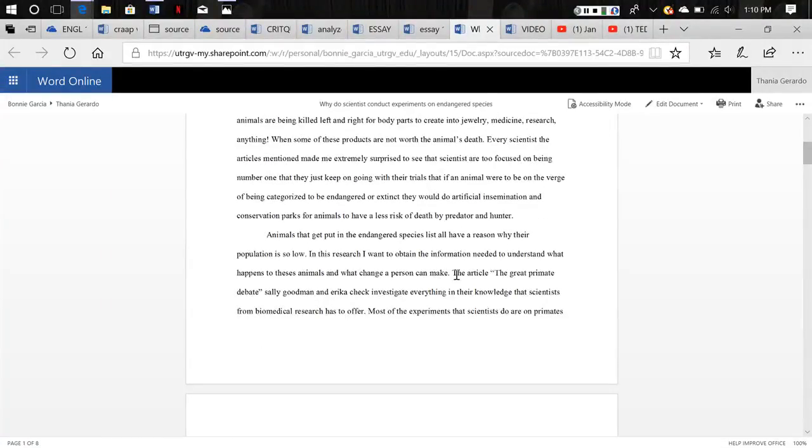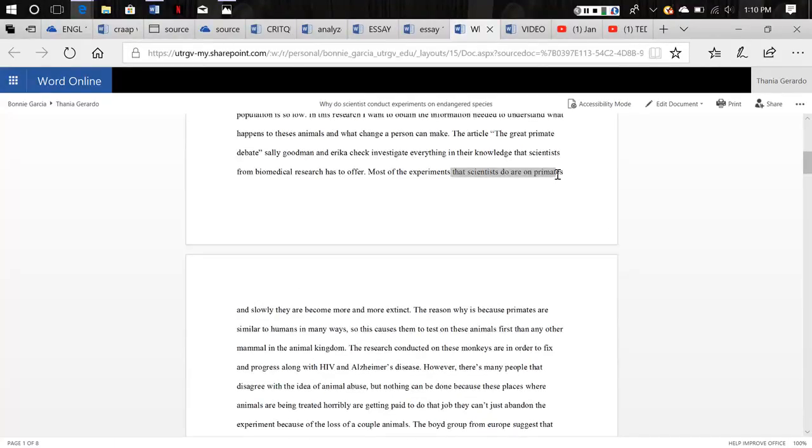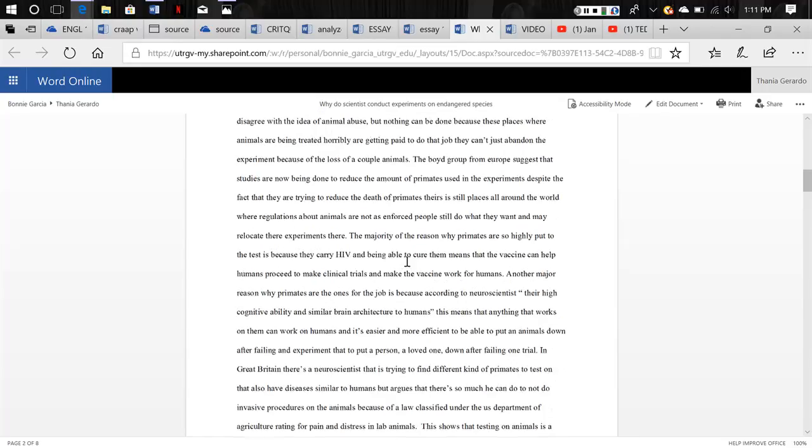So here it is, the Great Primate Debate. I explained how the scientists are doing experiments on the primates and how they're slowly becoming more and more extinct. The reason they're becoming more endangered is because of HIV and Alzheimer's disease. They're trying to find a cure by using them, since they're the most closely related to us. So they want to be in the same category. They're not going to test on frogs, obviously, and then expect that to work on humans. So that's why they use primates.